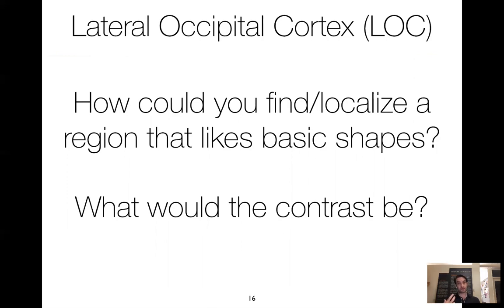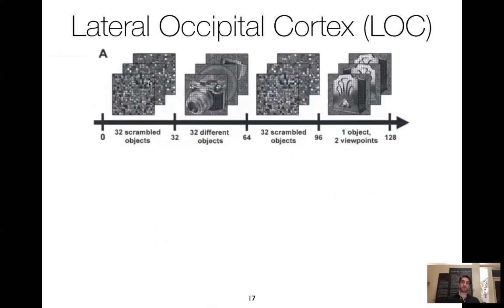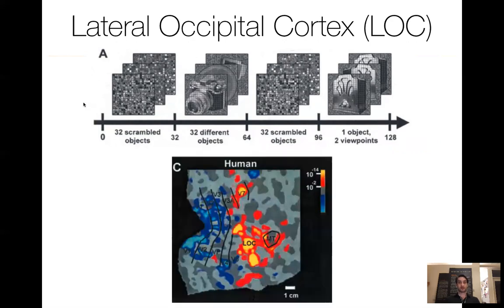To find a region of the brain that likes these basic shapes, what you would just do is take pictures of actual images and compare them to scrambled versions of those same images. So you could have 32 scrambled objects and 32 actual objects. And if you say basically, all right, show me the parts of the brain that respond more to these images than these images, you find something that looks like this.